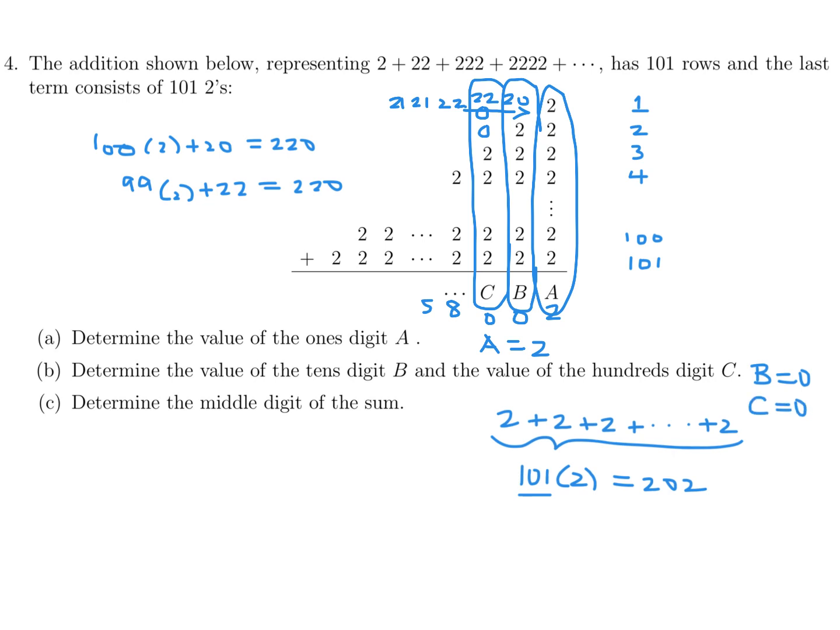Okay, determine the middle digit of the sum. Ooh, okay, middle digit of the sum. All right, middle digit. Well, first of all, we have to figure out how many digits are there in the total sum.